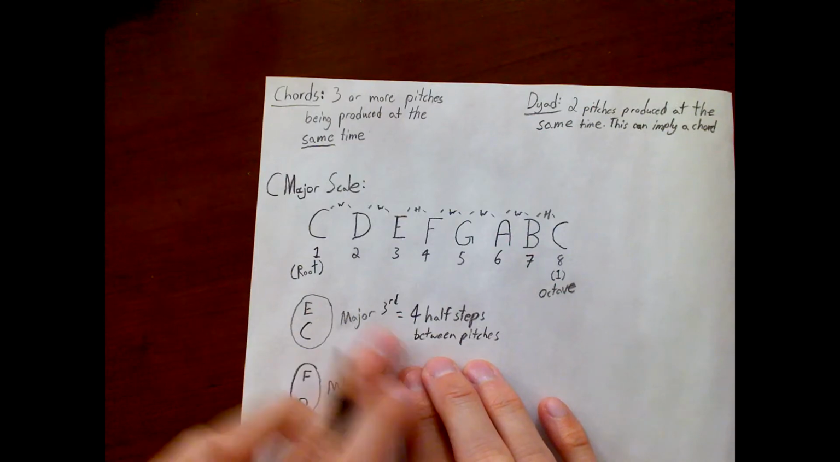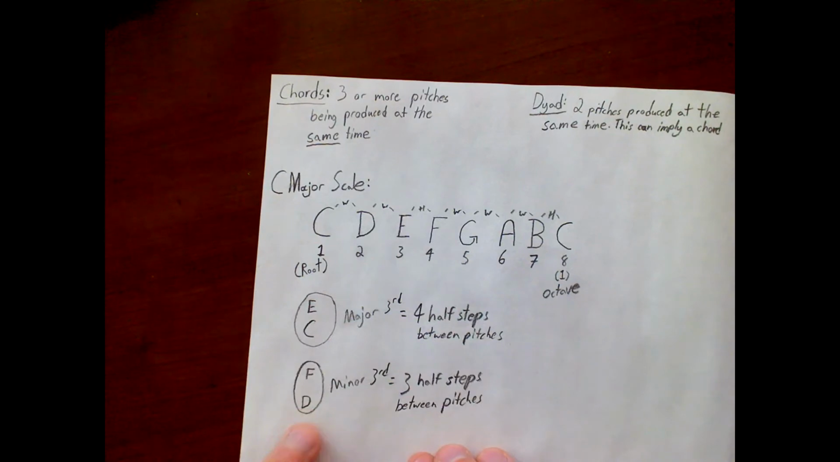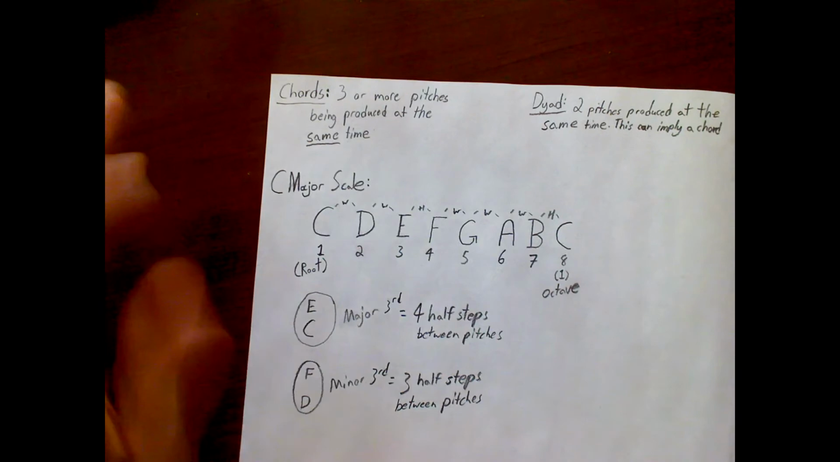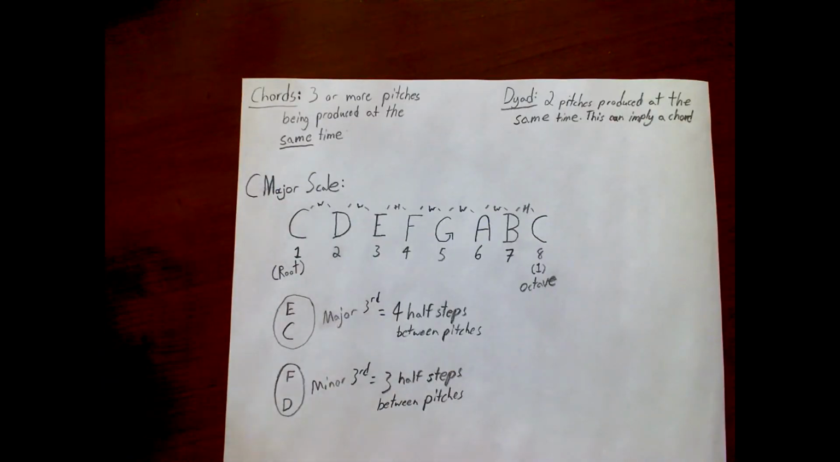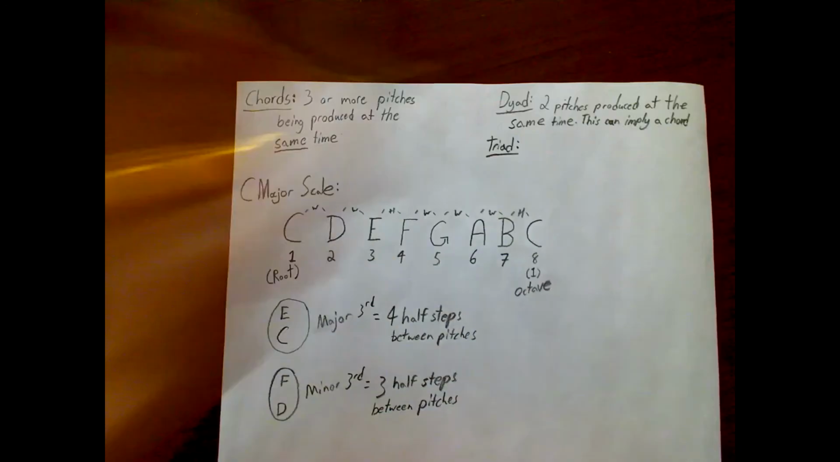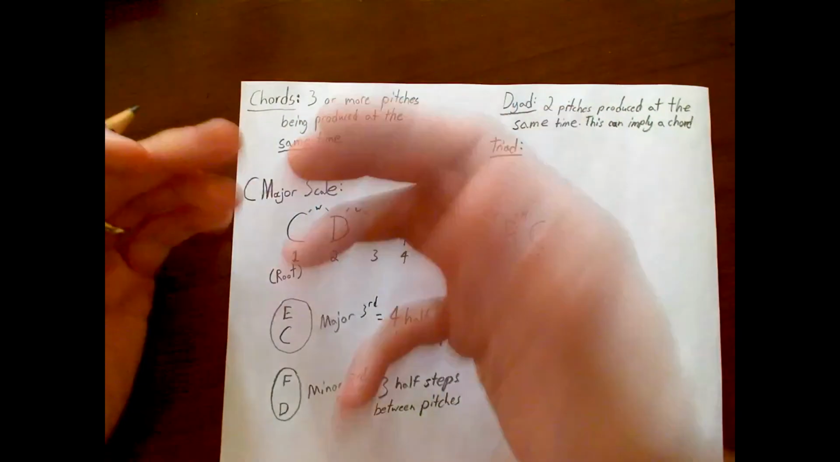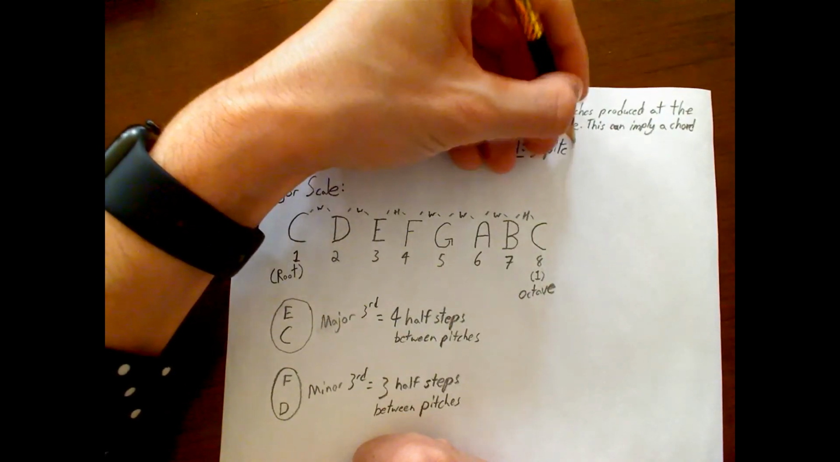Right here, we had 4 half steps between C and E. That's a major third. Down here, we had 3 half steps between D and F. So that's a minor third. Now, this is going to be very important as we go forward. So now that we have our dyads planned, guess what comes next? If a dyad is 2 pitches, when you have 3 pitches in a chord, we call that a triad, because tri, T-R-I, of course, means 3. So a triad is a 3-pitch chord.